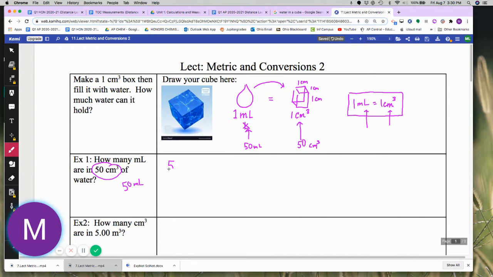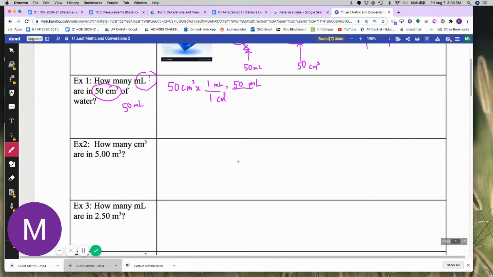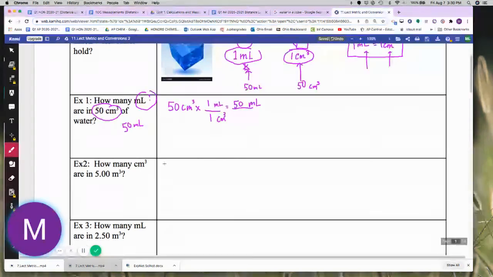You write the given, 50 centimeter cubed. You write the unknown, which is milliliters. You drop the undesired unit, centimeter cubed, which is three-dimensional because it's a cube. You put the milliliters on the top, also three-dimensional, and they're equal to each other. 1 milliliter equals 1 centimeter cubed. So you have that equality, so your answer is 50 milliliters. Okay. Go ahead and pause this video and try the next problem.